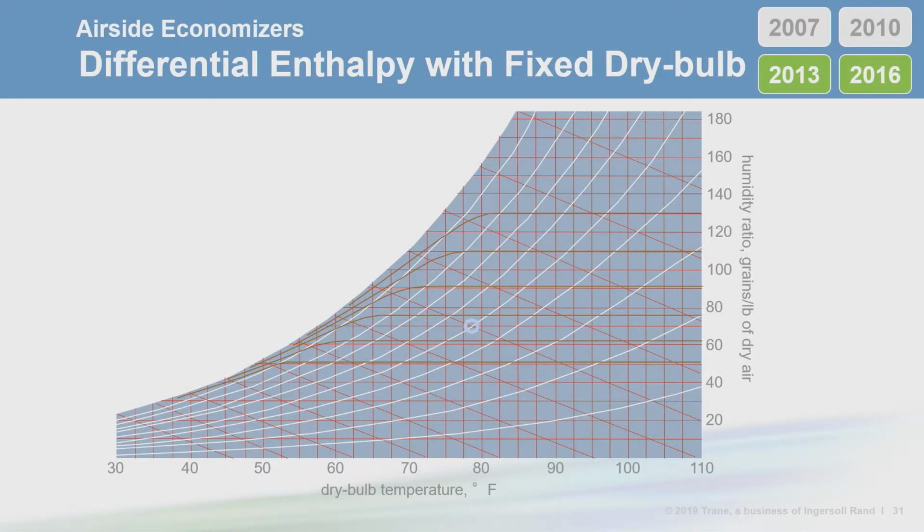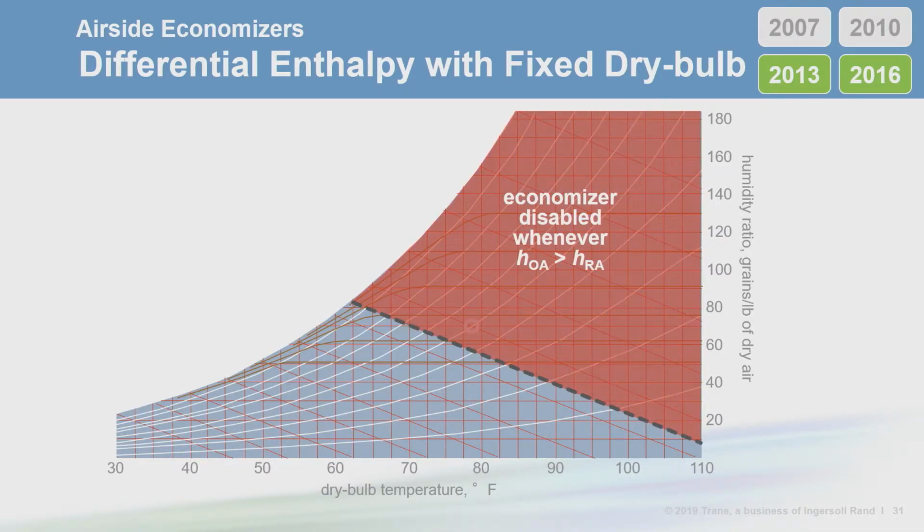The differential enthalpy with fixed dry bulb temperature control is used to end economizer operation when the outdoor air enthalpy exceeds the return air enthalpy, or when the outdoor air temperature is above 75 degrees. Let's consider another example in Plattsburgh, New York, climate zone 6A. At a given hour, if the return air condition is 72 degrees and 45% relative humidity, then the enthalpy is approximately 25.5 BTUs per pound.